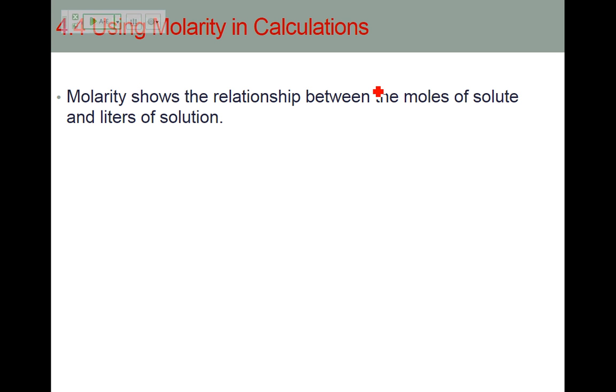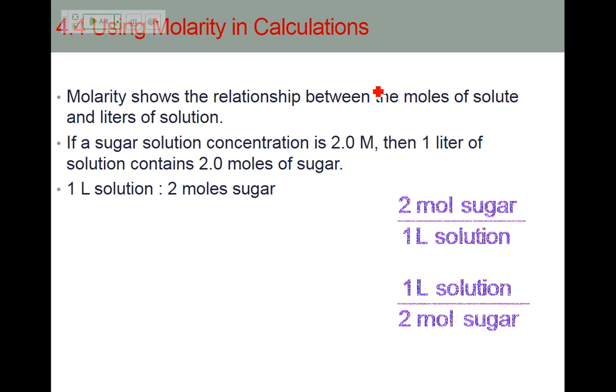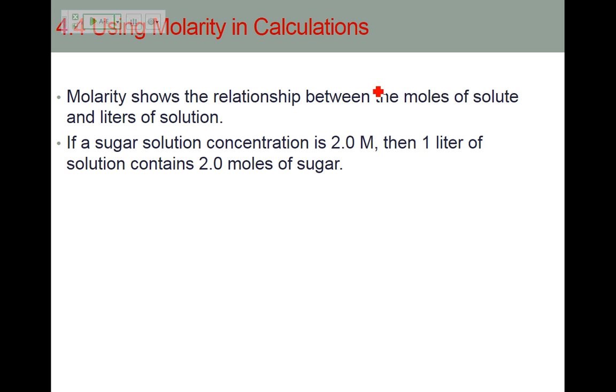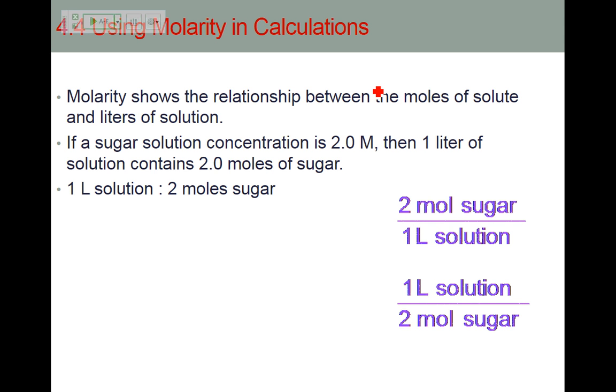So molarity is just another relationship. What our molarity tells us is how many moles of solute per liter of solution. So for example, let's say we have a concentrated solution of sugar, and it's a 2 molar solution. So what that tells us is, for 1 liter of that solution, we have 2 moles of sugar. So we could calculate how many grams of sugar we have for 1 liter of solution, assuming, of course, you know the molar mass of sugar.